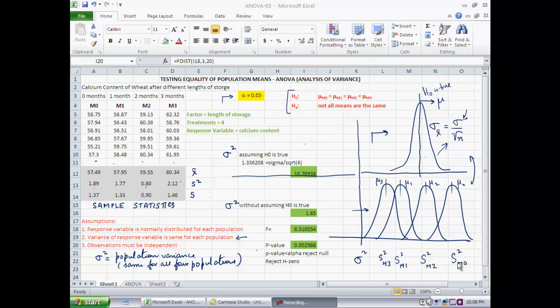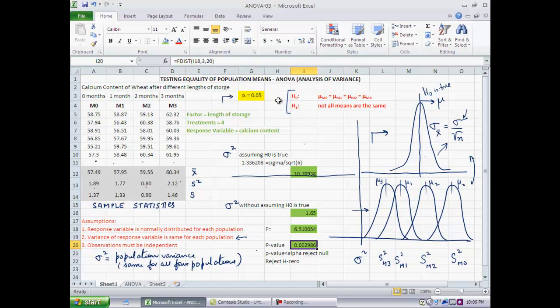In this clip, we will see how to use Excel to perform ANOVA analysis, a one-factor ANOVA analysis, to help us test for the equality of multiple population means. The problem setting that we had worked on in the previous clip is the one we will use again. There, if you recall, we were interested in exploring, based on sample data, whether a particular factor, specifically length of storage, had any significant impact on the response variable, which in this case was the calcium content of wheat that was stored.